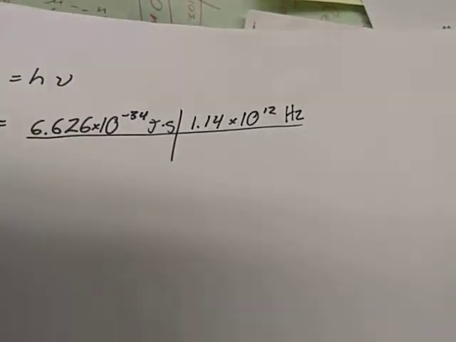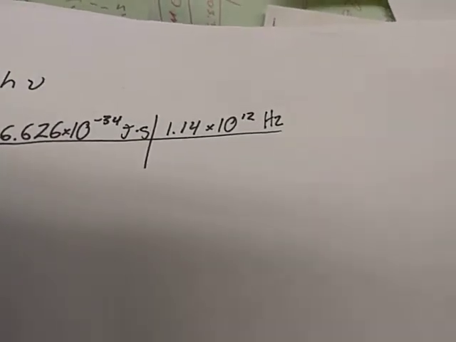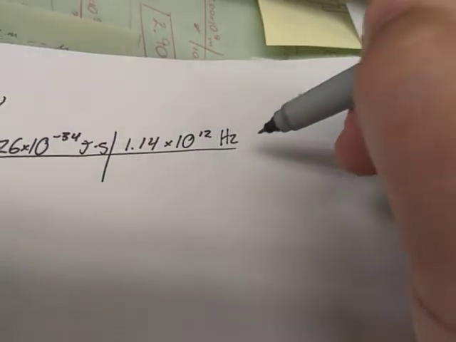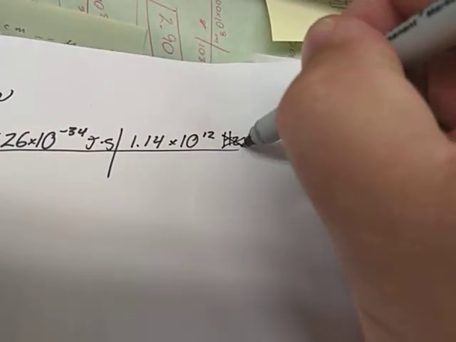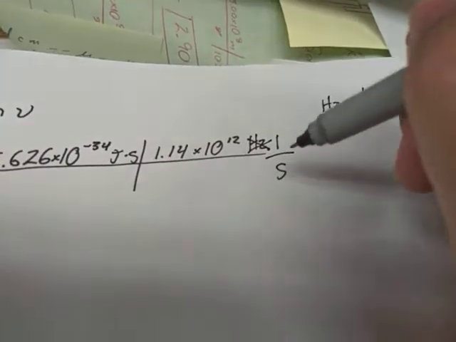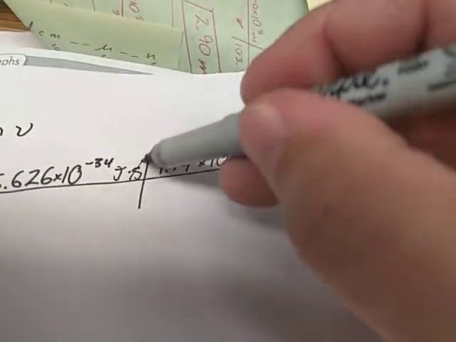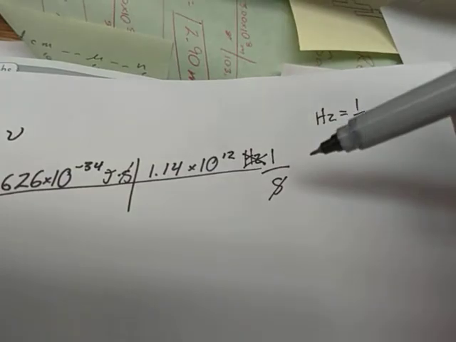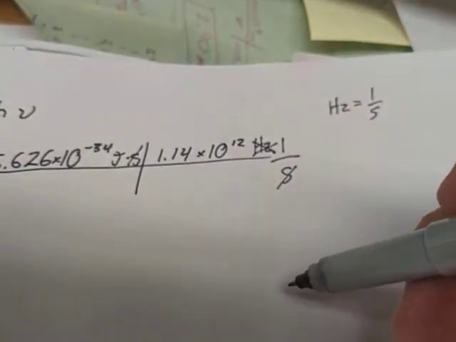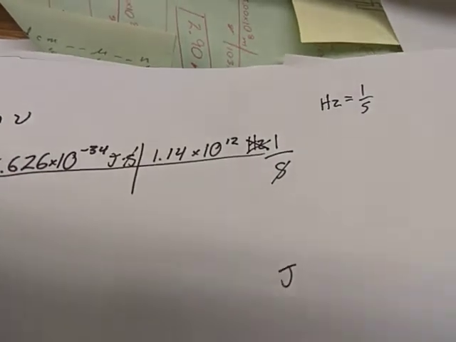When you look at that, it might not be immediately obvious, but if we remember that a hertz is actually an inverse second, well then what I could do is replace this with a per second. And now I see that I have seconds on top and seconds on the bottom, and they're gone. I'm going to be left with joules. So I know my answer is going to be in joules.